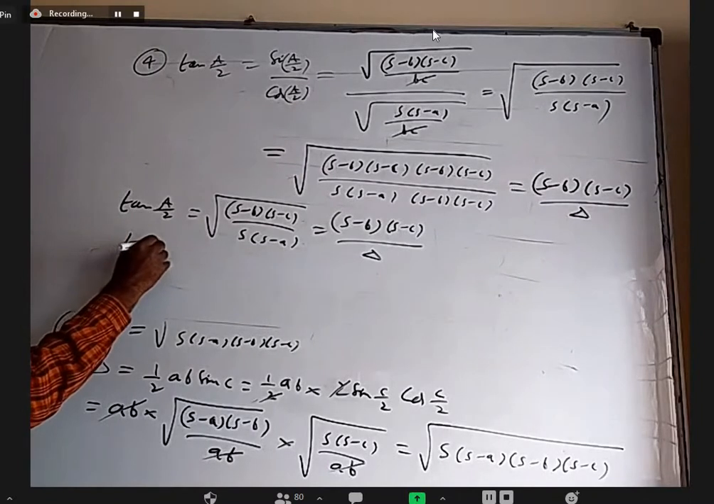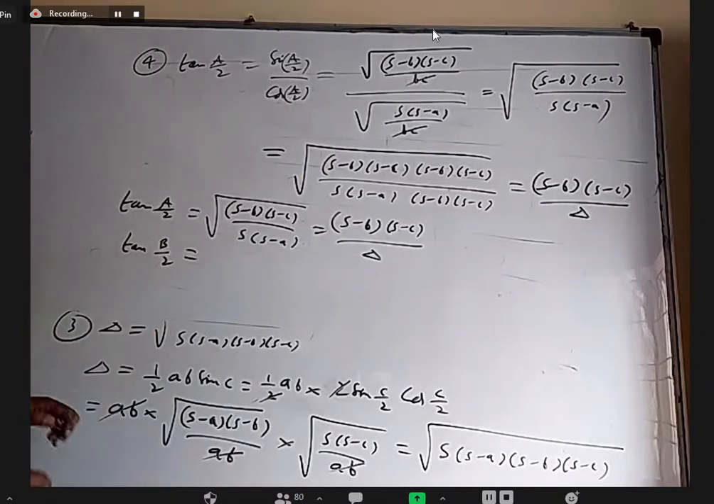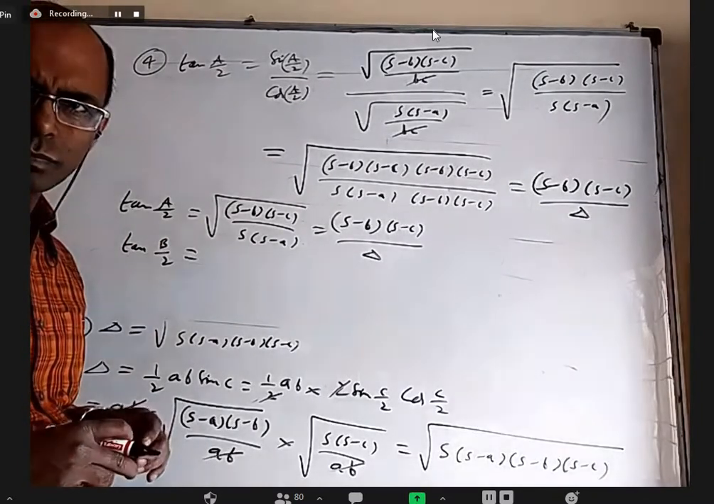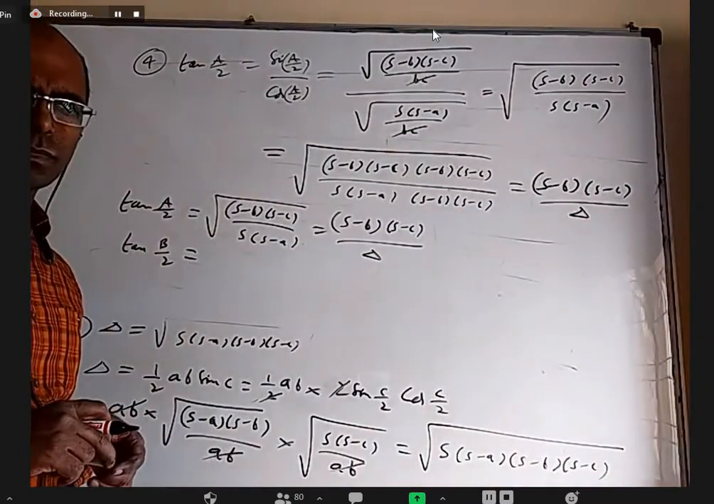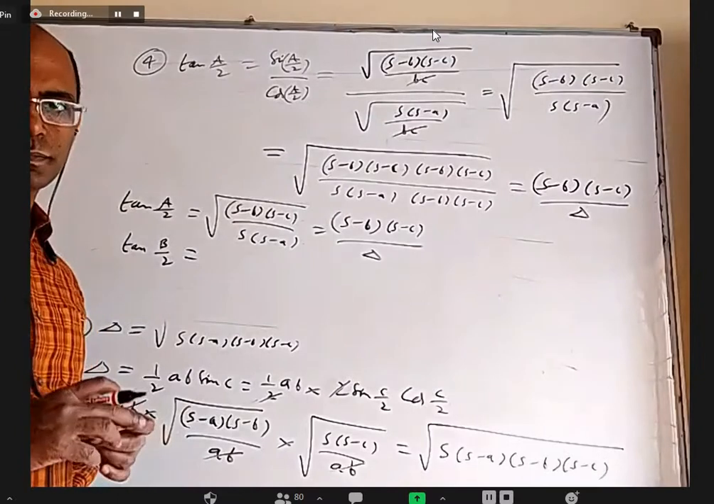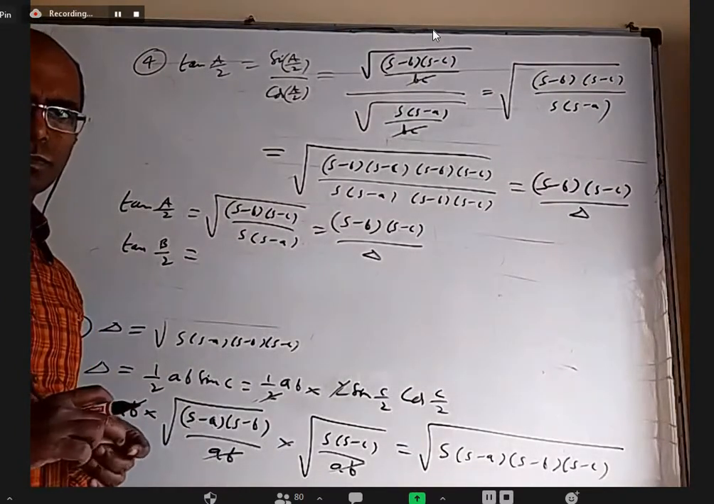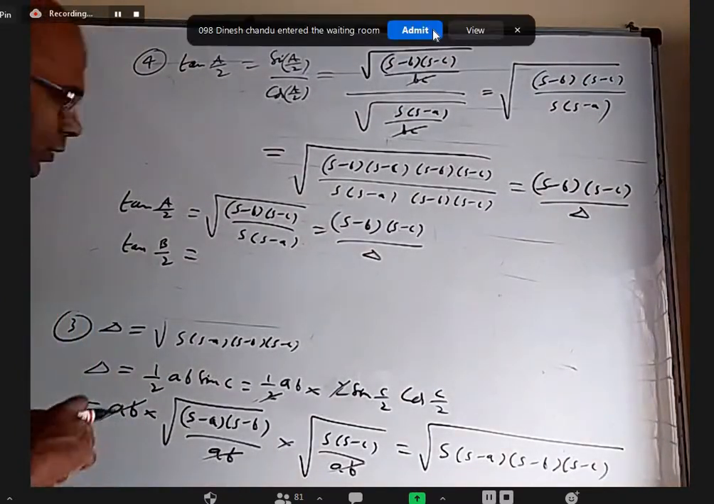Similarly, it can also be written as delta by s(s minus a). Yeah, not delta square, delta itself. Okay, it's a delta.